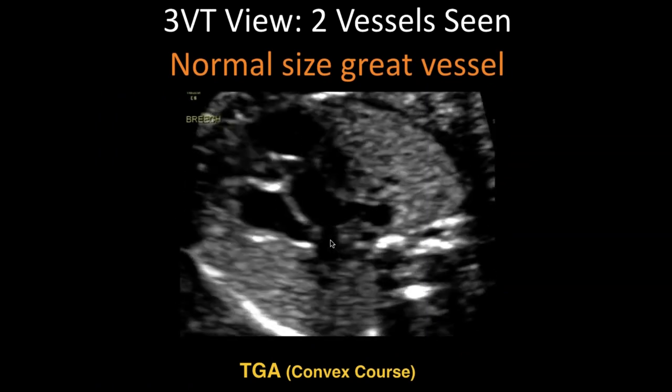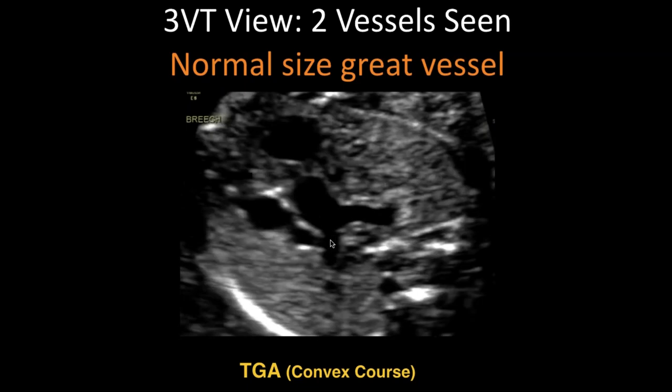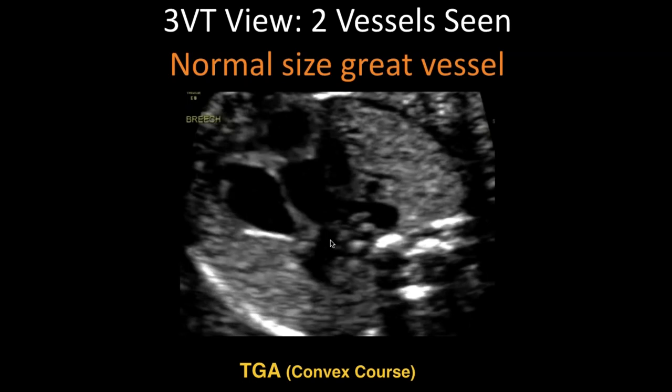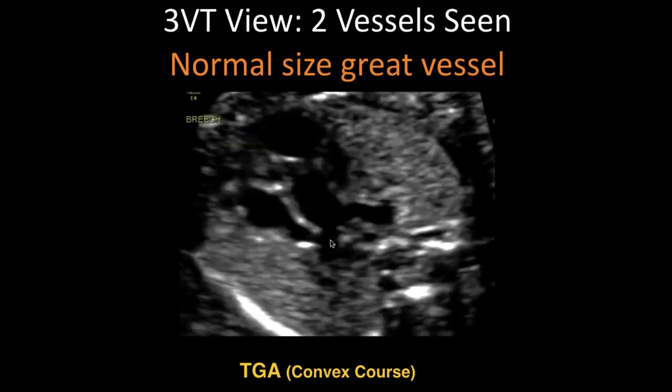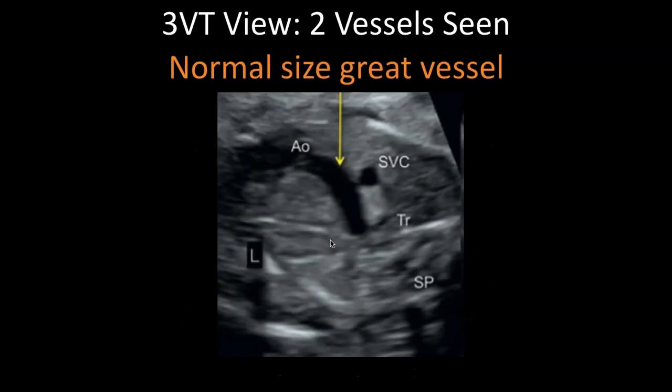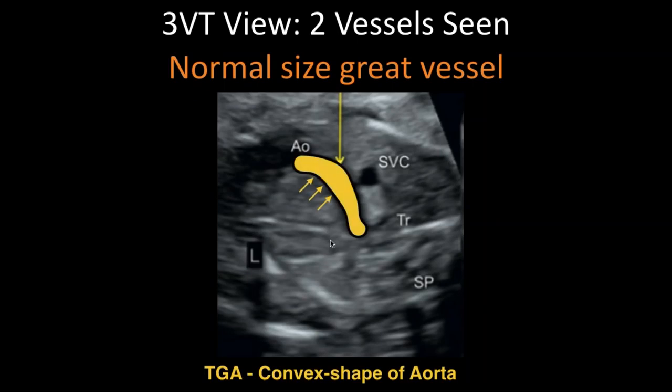Now, on some occasions, not all transposition of the great arteries will have two vessels at the three-vessel trachea view. In my experience, the majority of them will have only two vessels. That's your classic transposition, and that is what you will see. You will see only two vessels, and that vessel that you see is normal in size and has this characteristic convex shape to it, and that determines that that's the aorta. So these are classic signs for transposition.